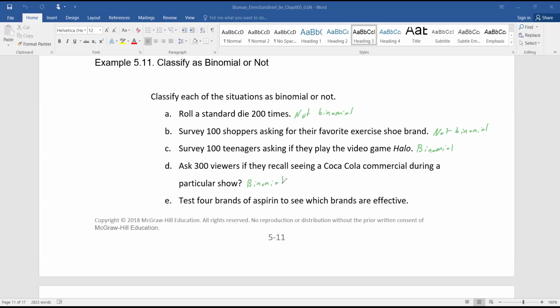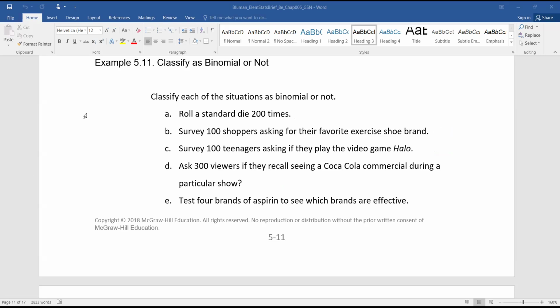And then part E, test 4 brands of aspirin to see which brands are effective. This is not a binomial. Again, you can only have 2 outcomes. Now, it doesn't have to be like yes or no, but it could be just 2 brands of aspirin. Is aspirin A successful, or is aspirin B successful? And we can still get it down. If the researcher wants aspirin A to be successful, then what's the likelihood that aspirin A works and aspirin B does not work, or any of those outcomes? But again, only 2 choices can be made.